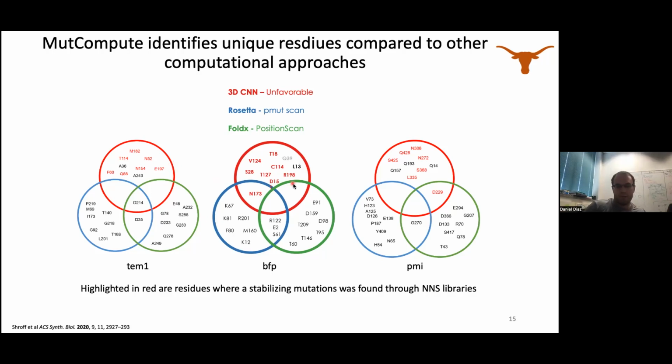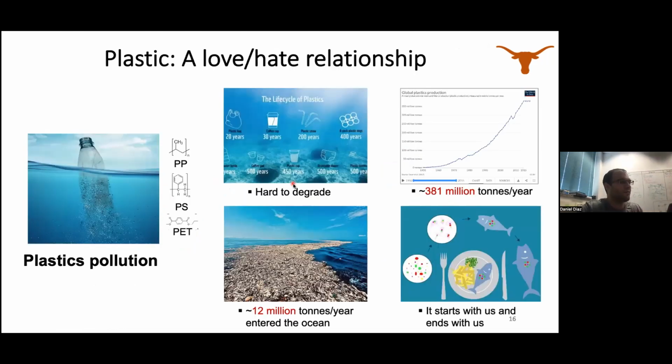Moving away from these 3 proteins, I'm going to transition to talking about the recent protein we engineered that actually got me invited to give this talk. We recently engineered a PET-eating protein. The reason this is such a big deal is that plastic degradation is a big problem. Plastic is so amazing because it's so durable, but that durability is very bad for our planet. We produce millions of tons a year and they enter the ocean and just accumulate in the environment.